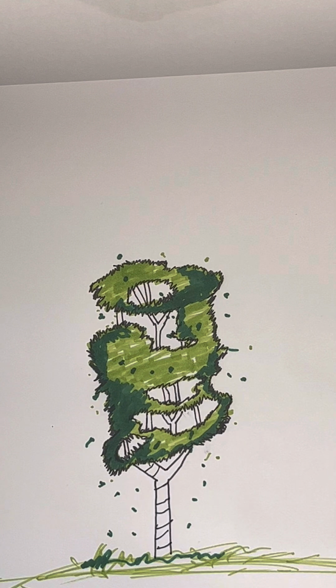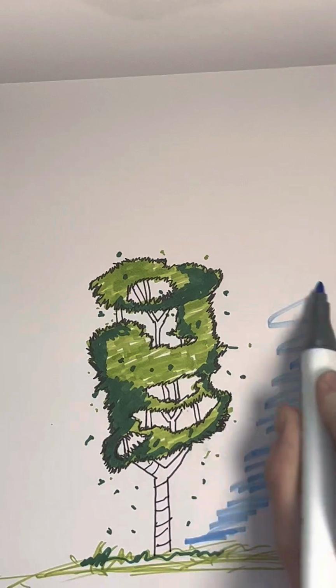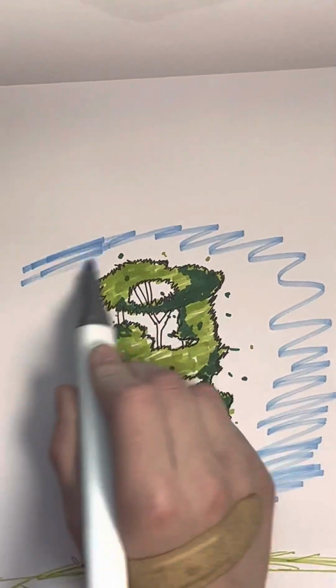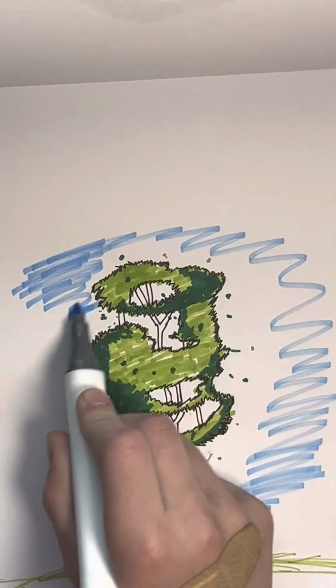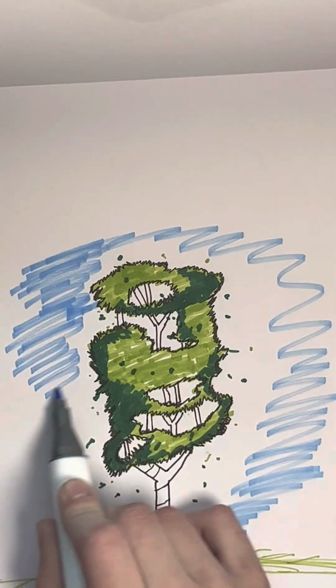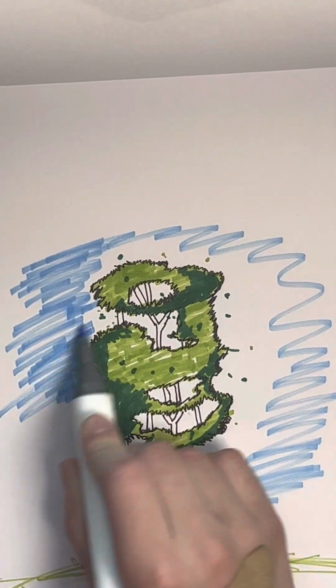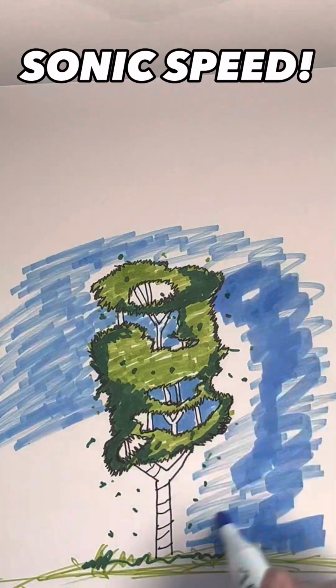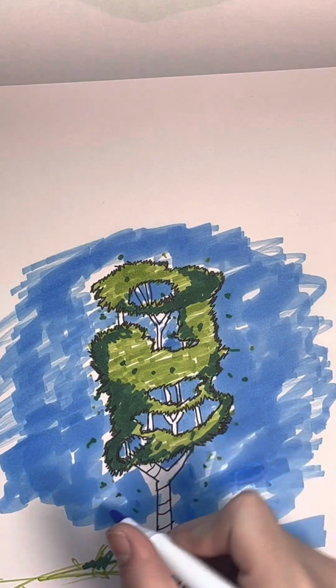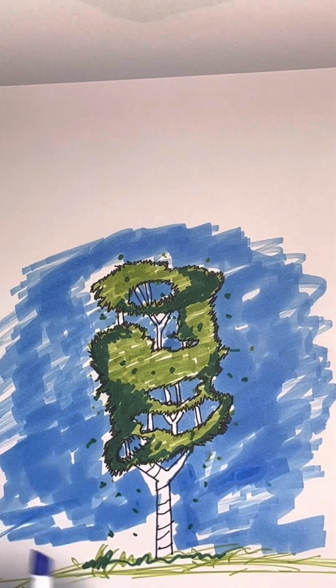I want to add a little background. I'm just going to use the sky blue. Yeah, here we go. I'm going to use the sky blue background and just kind of make, you guys can make it look really nice. I'm just going to add kind of just like a scribble background. And there we go. There is the tree.